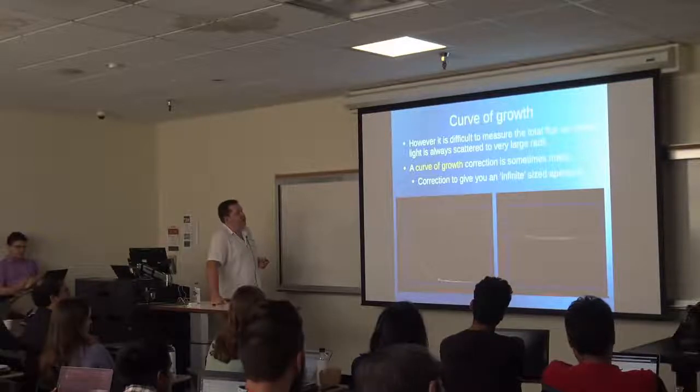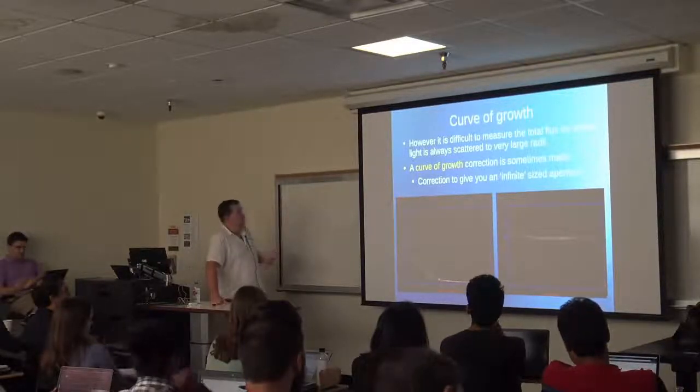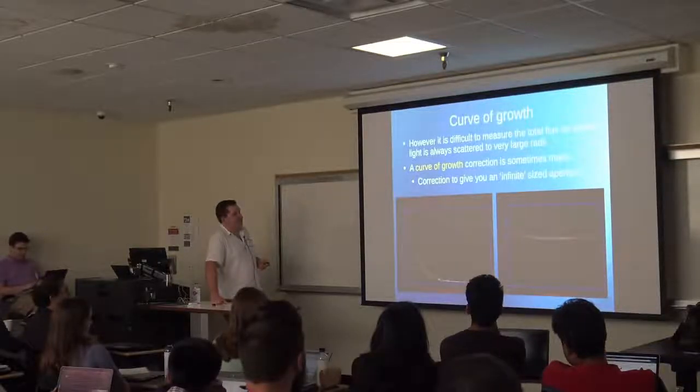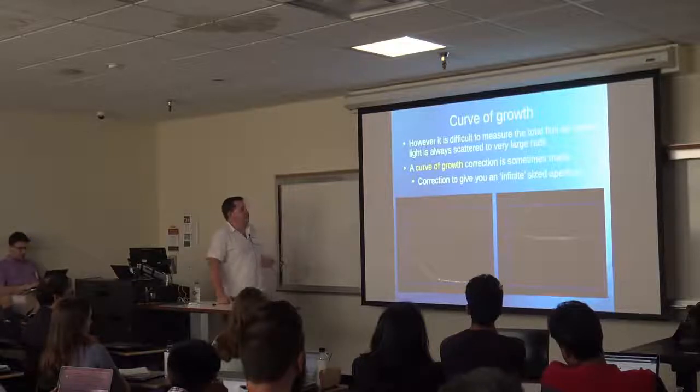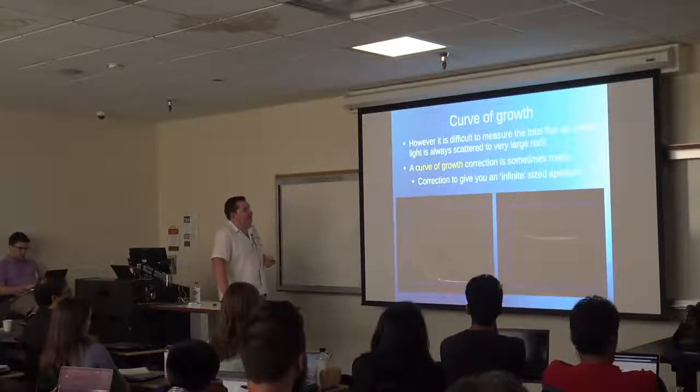However, measuring the total flux is very difficult because there is always some light that's going to be scattered to very, very large radii. So it's very difficult to choose an aperture size that contains all of the flux, in which case it's not really possible.